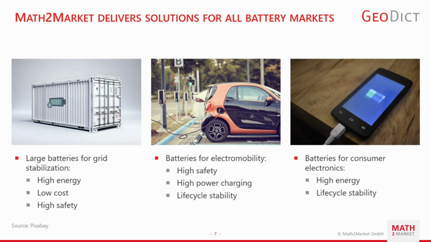And this is for grid stabilization. So in the evening, for example, when no light is shining, the battery gets discharged and stabilizes the grid. And here you want high energy density and low cost with a high capacity. But also because it's a large battery, it should have, of course, high safety.